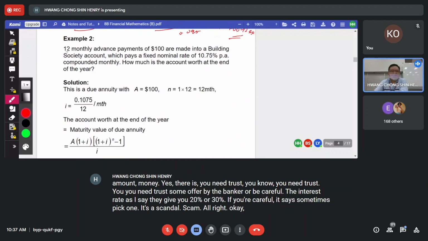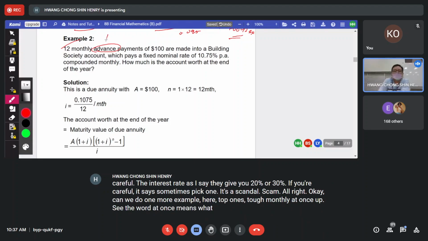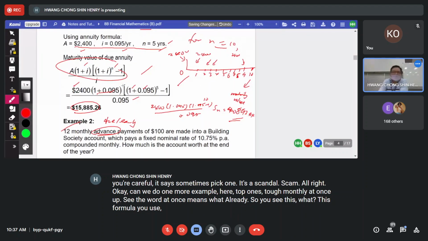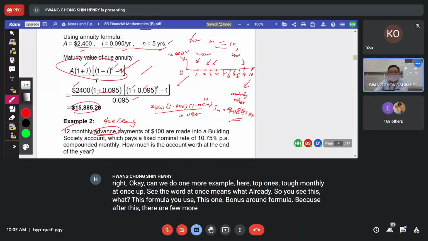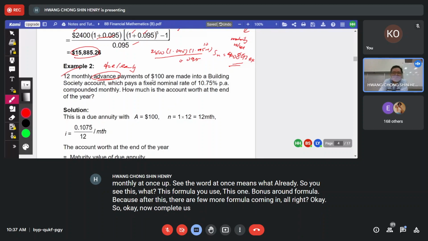Okay, can we do one more example here? 12 months, 12 monthly at once. See the word "at once", what does it mean? Due, early. So when you see this word, which formula do you use? Don't use the wrong formula, because after this there are a few more formulas coming in. Okay, can you calculate? Every time 100 ringgit is put into a building society account.